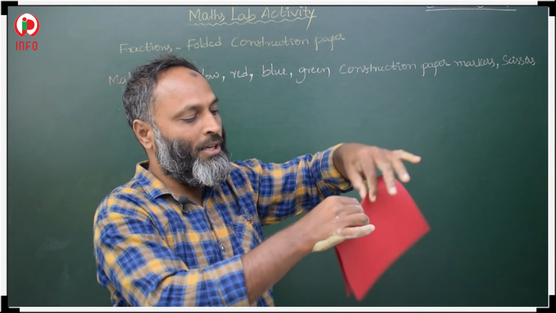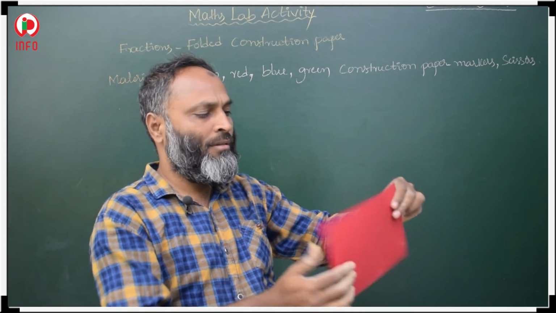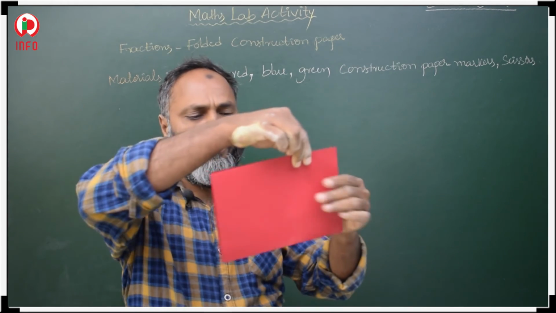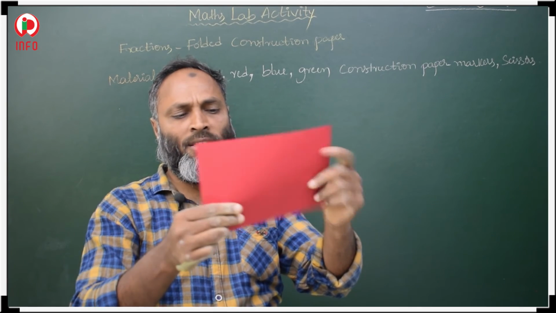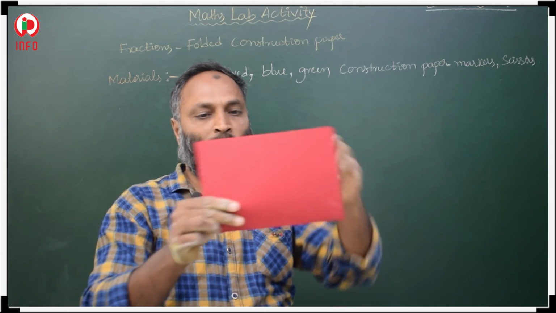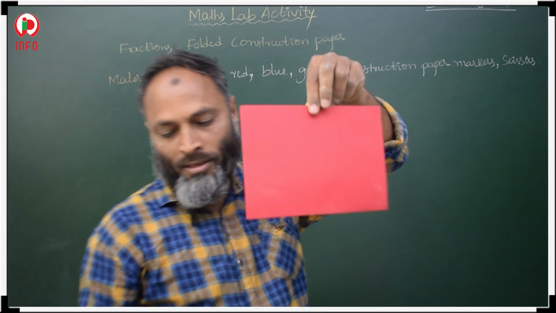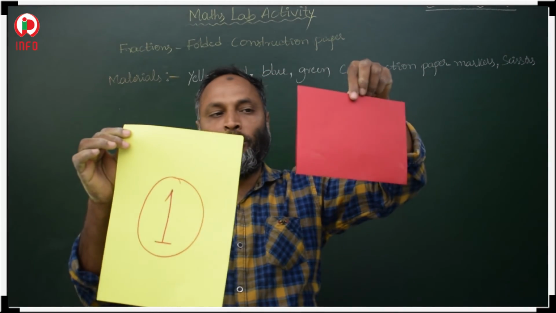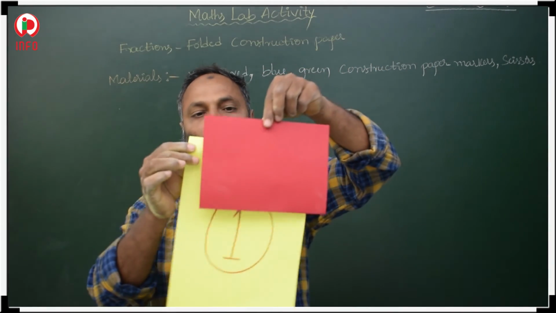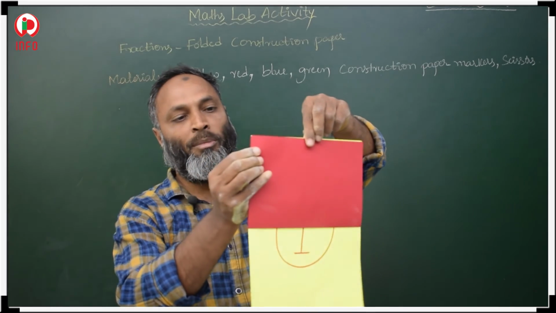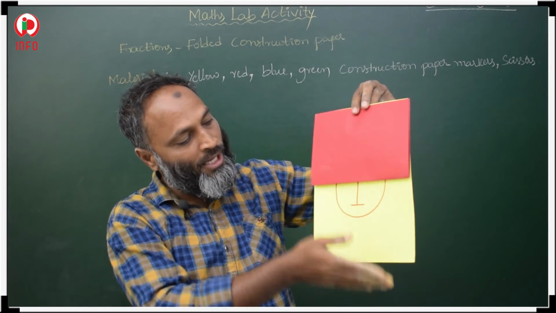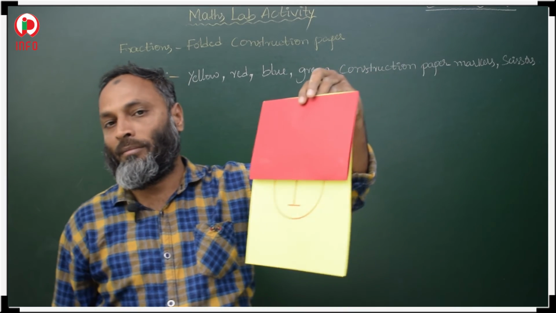Now fold your red paper exactly in the middle. See here, this is our red paper. This is the yellow paper and this is the red paper. If you keep it like this on the yellow paper, how many such red papers do we have to keep to cover this complete yellow paper?